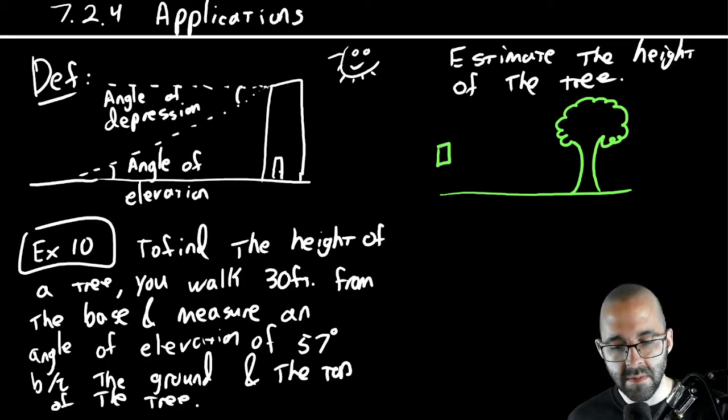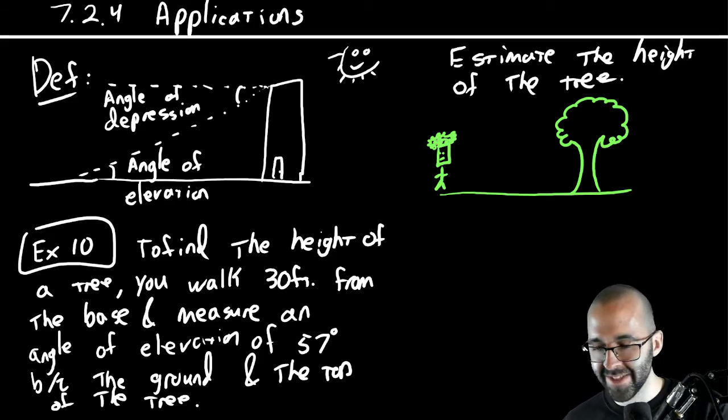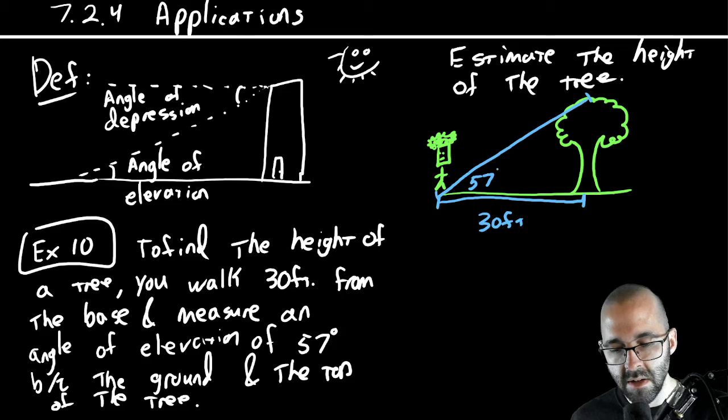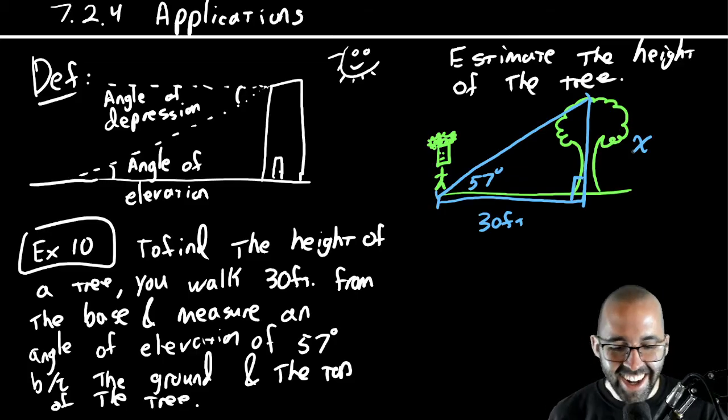Let's say this is what you look like. Your hair was inspired by the tree, all right? And then what you know is that you walked 30 feet away from the base of the tree, and that the angle of elevation between where you were and the top of the tree was 57 degrees. And you're curious, this is a right angle, you're curious how tall that tree is.